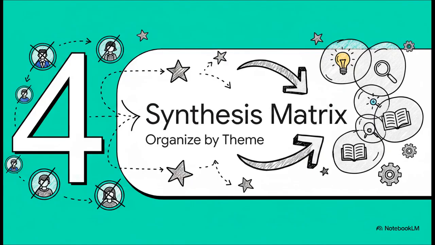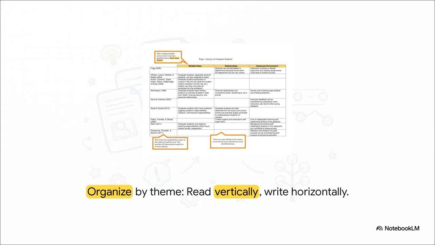Okay, let's look at Section 4, building a synthesis matrix. So how in the world do we actually avoid these pitfalls without losing our minds? Well, we are going to introduce an incredibly powerful tool for organizing your sources. Instead of organizing by author, we're going to organize by theme. By plotting your authors on the left-hand side of a grid and the major themes or topics along the top, you completely transform chaotic data into a cohesive, workable structure. It's a real game changer.